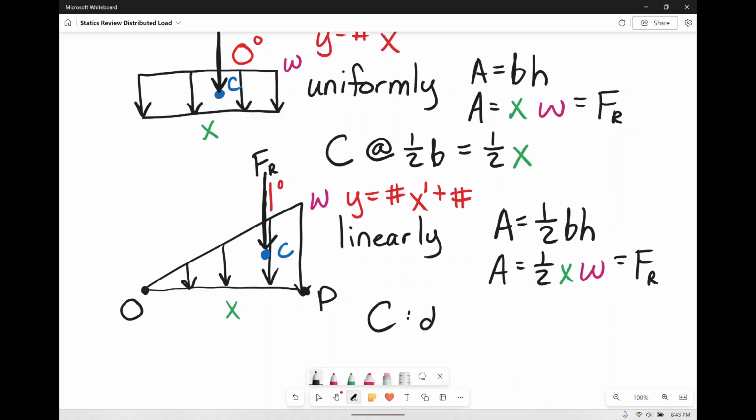Are you coming from the distance of O to C? Or are you going from P? Which one do you want? Of course, that just depends on the problem, right?